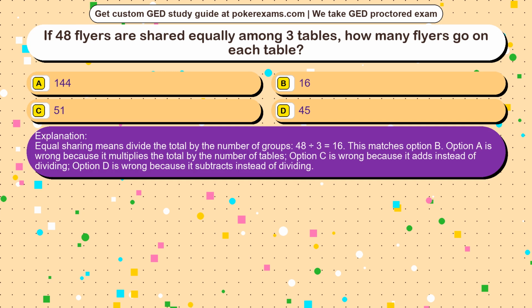Equal sharing means divide the total by the number of groups. 48 divided by 3 equals 16. This matches option B. Option A is wrong because it multiplies the total by the number of tables. Option C is wrong because it adds instead of dividing. Option D is wrong because it subtracts instead of dividing.